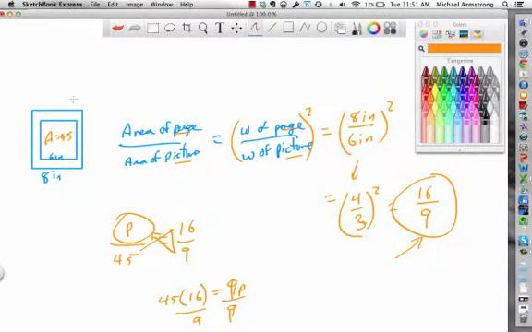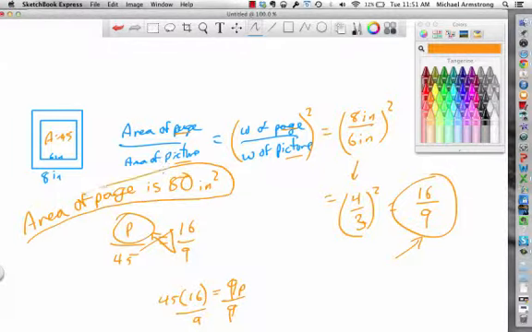So the area of the page is 80 inches squared. That would be the second question you could answer. Now you can look at your book. That's going to walk you through the same thing. I might have confused you because this is sort of advanced usage of algebra and math and ratios. It's all really cool, and I'm glad that you're getting a chance to experience it.